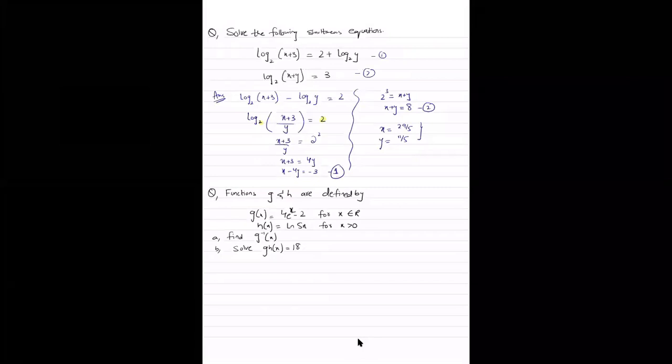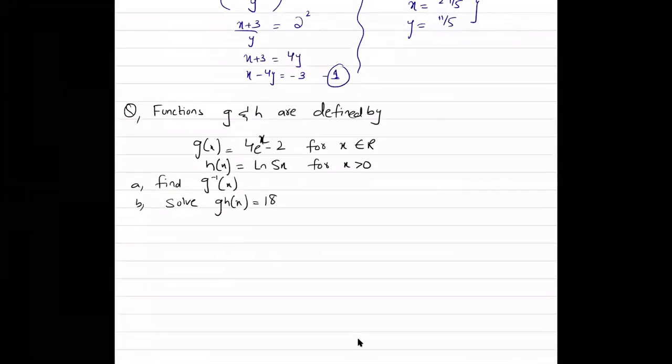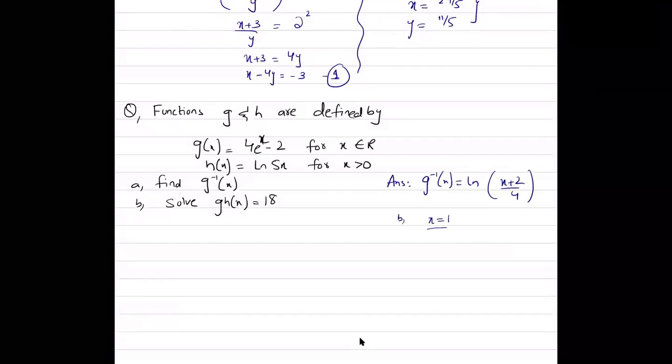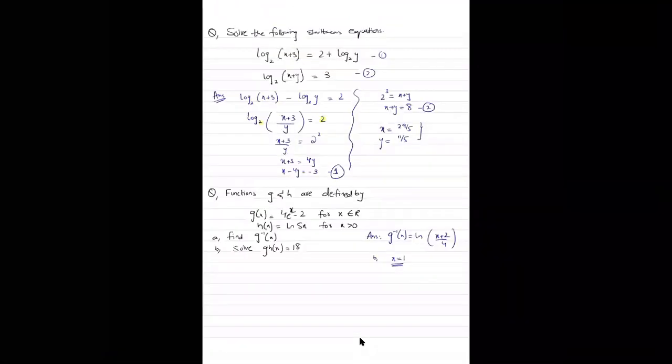Okay, I've assigned a worksheet to you. Try to do as many questions as you can till the next class, if you get time. Otherwise, we are going to do it in the next class anyways. Now, functions g and h are defined by these, and you need to find g inverse. So g inverse for this is coming out to be ln x plus 2 over 4. Did you get the same? Yeah, I got it. For the second part, x is coming out to be 1.